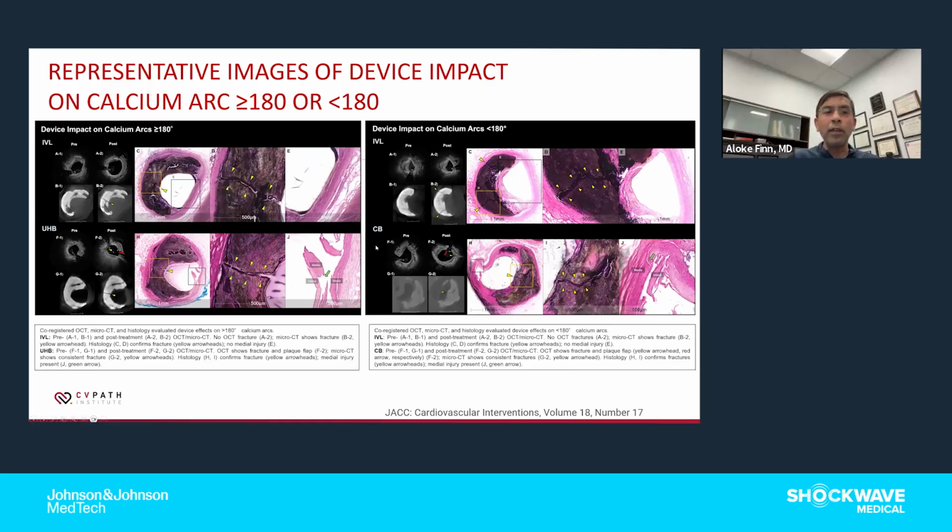And this is just representative examples of those histology on the micro CT and OCT on the left, and the histology on the right, showing you, for instance, for ultra pressure balloon, there was really not much evidence of fracture, but there was a large medial tear on the histology in the lower right box. As you can see, the device impact on calcium arc less than 180. Same thing, cutting balloon really did not have a good effect, but did have evidence of medial injury.